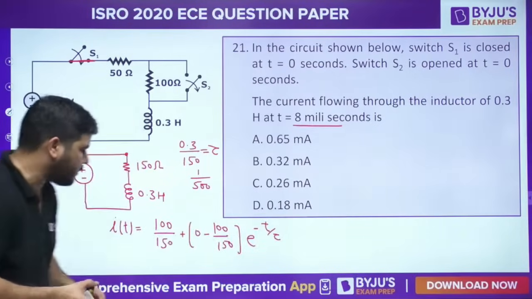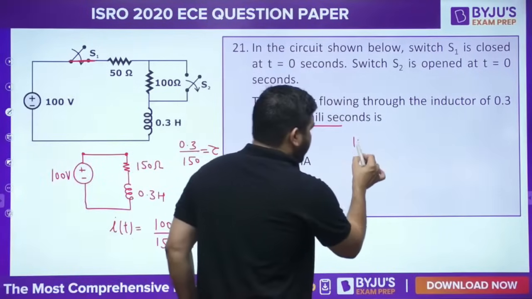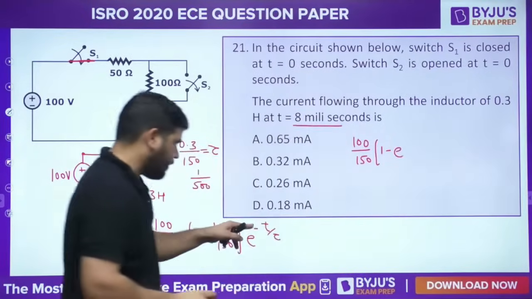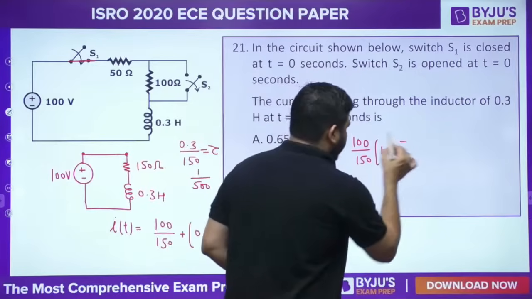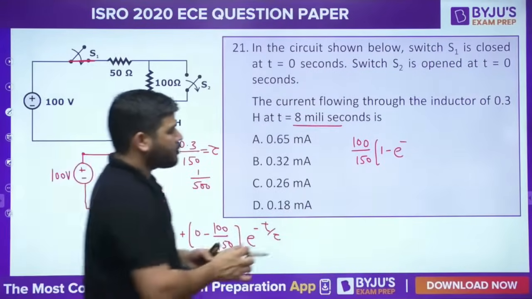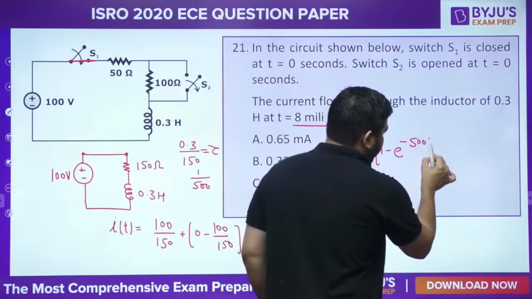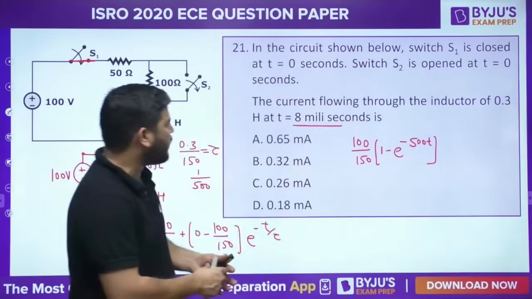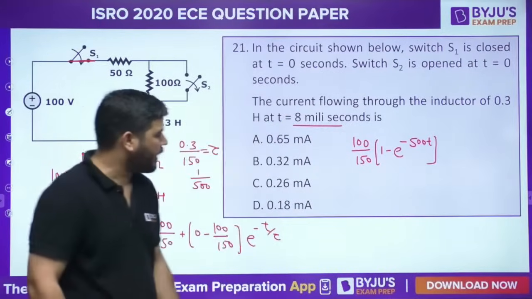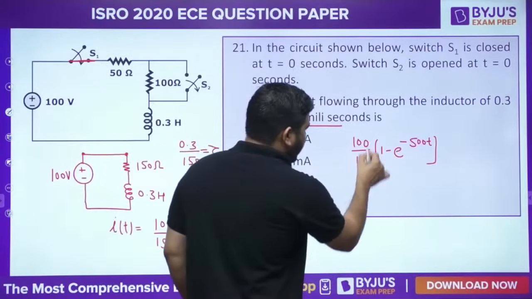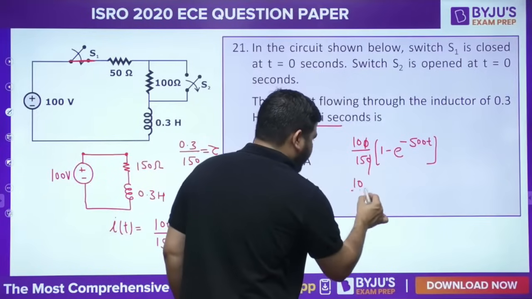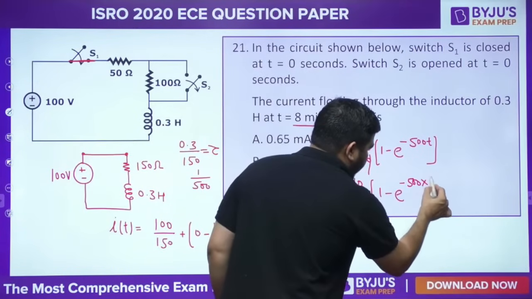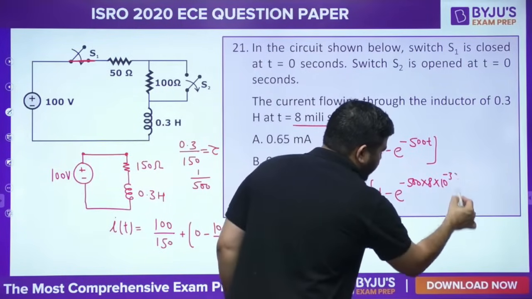So I can put the tau value. Now the current expression is 100 upon 150 times 1 minus e to the power minus t by tau, where tau is 1 by 500, so minus 500t. This is the expression for the current. At t equal to 8 millisecond you need to calculate this value. So 10 by 15 times 1 minus e to the power minus 500 into 8 into 10 to the power minus 3.